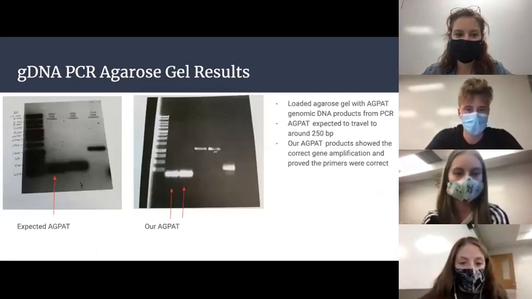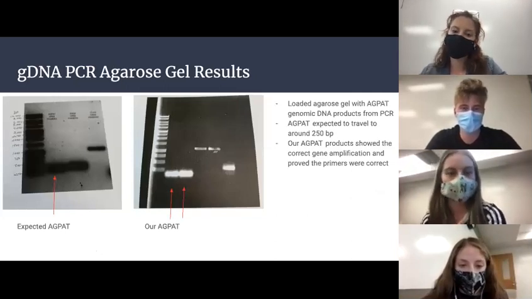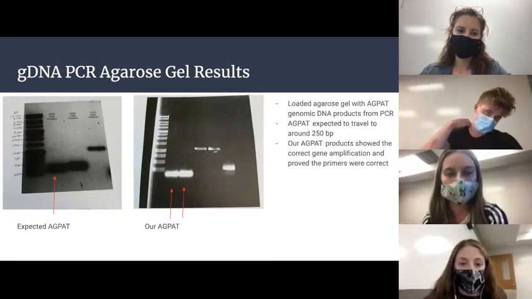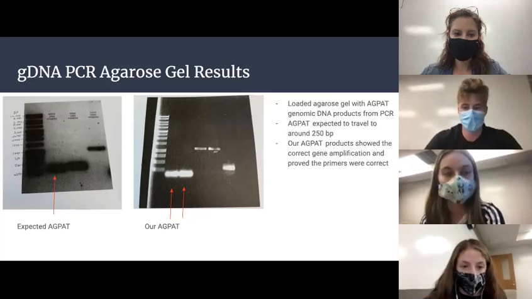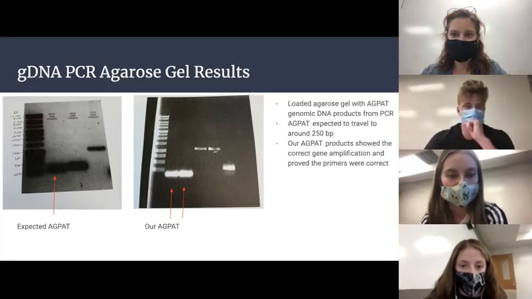So first we had to test that our primers for the AGPAT gene worked. After doing a PCR with the specific primers, we then loaded that genomic DNA into the agarose gel and conducted an electrophoresis. The picture on the right shows the AGPAT on the leftmost side of the gel next to the loader DNA, and the picture on the left is a reference for how it should look.